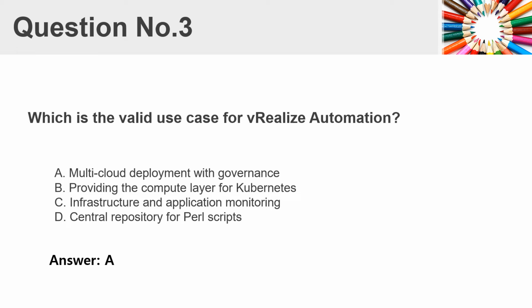Question number 3. Which is the valid use case for vRealize Automation? A. Multi-cloud deployment with governance. B. Providing the compute layer for Kubernetes. C. Infrastructure and application monitoring. D. Central repository for Perl scripts. Answer A.